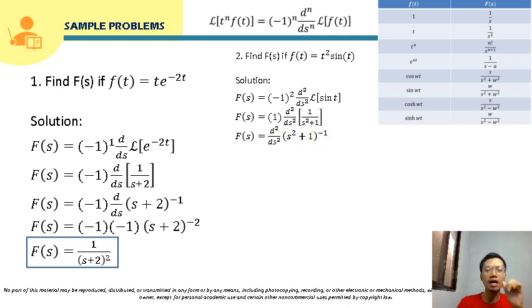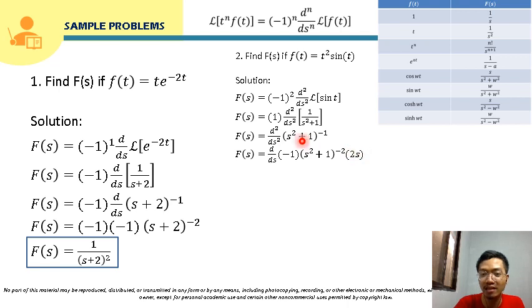Okay, so deriving for the first time s squared plus 1 raised to negative 1, applying the power rule and chain rule for this. So this will just be negative 1. You just bring that down. And then negative 1 minus 1, that will be negative 2. And then we just solve for the derivative of s squared plus 1. So that will be 2s. Okay, that's chain rule.